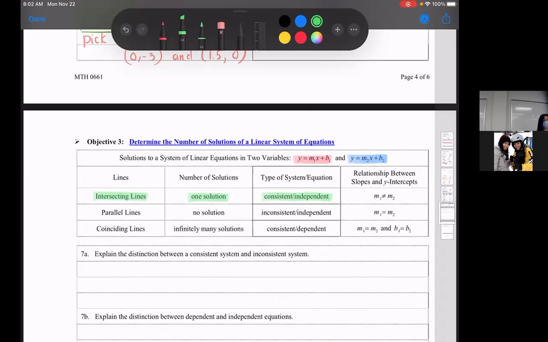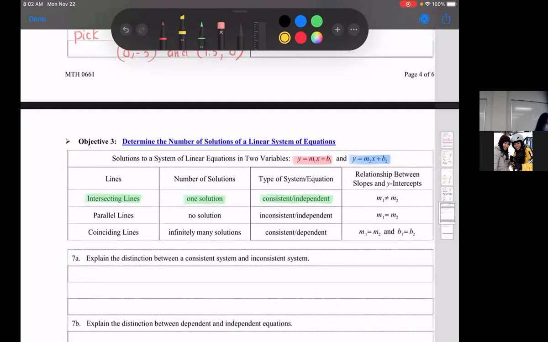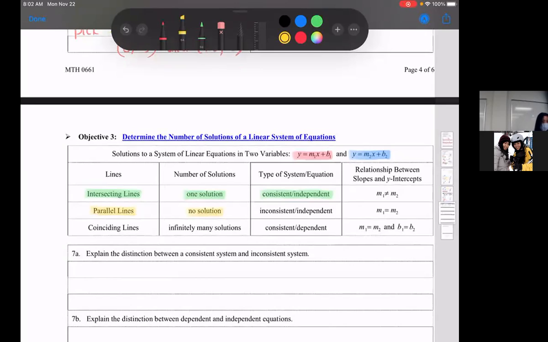It's independent because the 2 lines are not the same, right? They're not on top of one another. They're independent lines. If they're parallel, I'll highlight in yellow here. If they're parallel, then they have no solution. Because they have no solution, we call that inconsistent. And again, because they're not on top of one another, they're still independent. As long as they're not coinciding, they're independent.